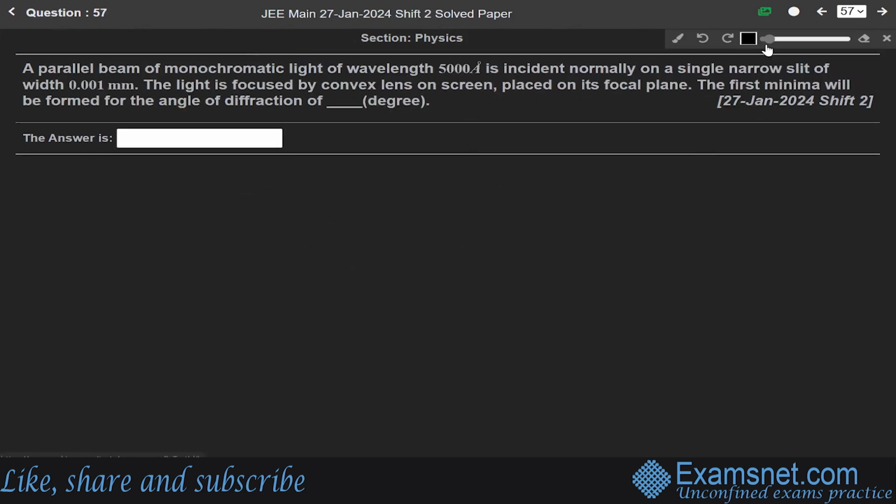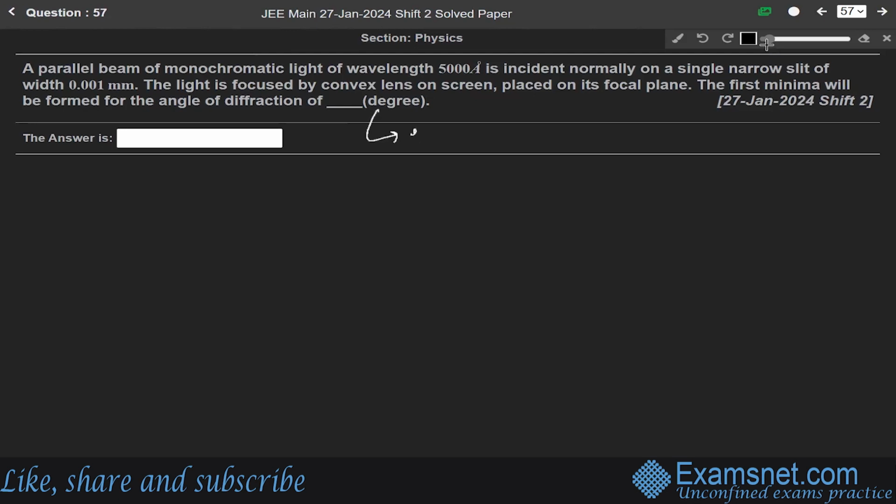Now next question 57. A parallel beam of monochromatic light of wavelength 5000 angstrom is incident normally on a single narrow slit of width 0.001 millimeter. The light is focused by a convex lens on a screen placed in its focal plane. The first minima will be formed at what angle of diffraction? We have to find the condition for the first minima.